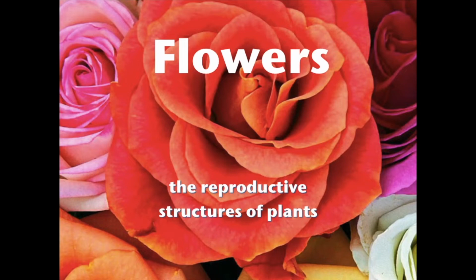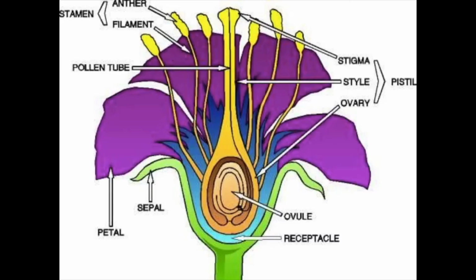Flowers. Flowers are the reproductive structures of plants. In this diagram, you will need to know the male structure of the flower, which is called the stamen, and that consists of two parts, the anther and the filament, and then the female structure of the flower, which is the pistil or carpel. The pistil and carpel consists of three parts, the stigma, the style, and the ovary, and inside the ovary you have the ovules, which are the unfertilized seeds.